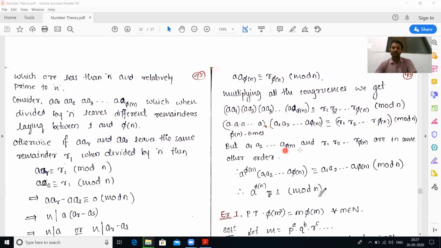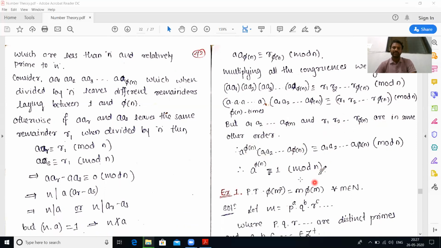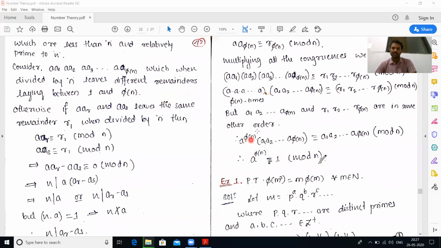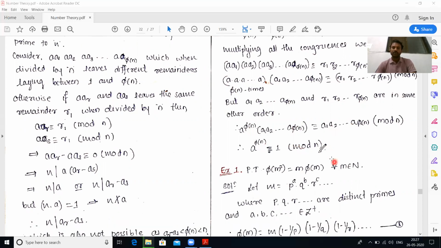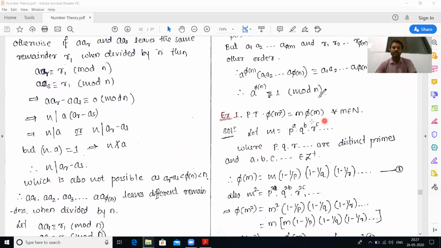But a1, a2, and so on up to a_phi(n), and r1, r2 up to r_phi(n) are in some other order, meaning those are equal but in a different order. So we can replace this product by this product, or on both sides we can cancel it. We are getting a raised to phi of n is congruent to 1 mod n. That is our required result. It is a raised to phi of n because a is multiplied phi of n times. Therefore a raised to phi of n is congruent to this, both get cancelled, remaining 1 mod n. It is Euler's theorem.